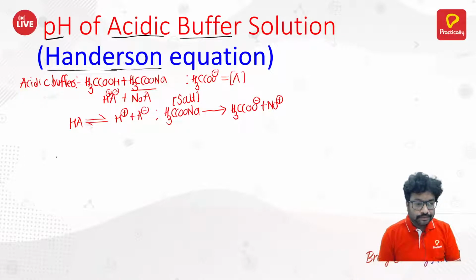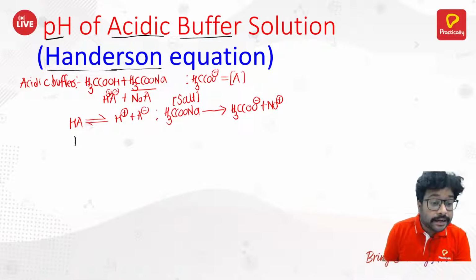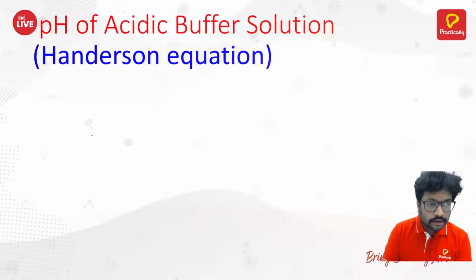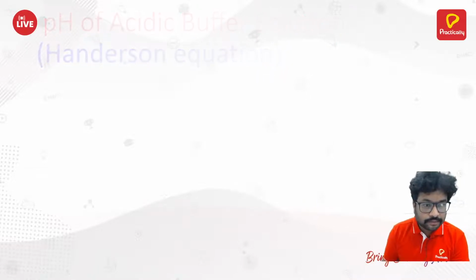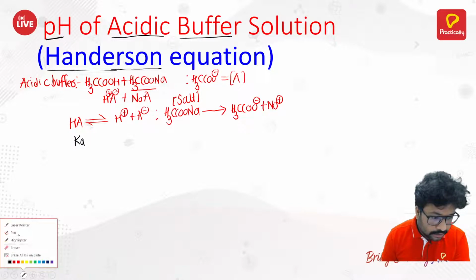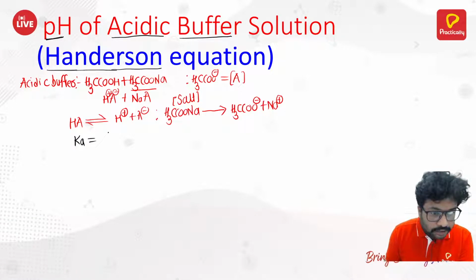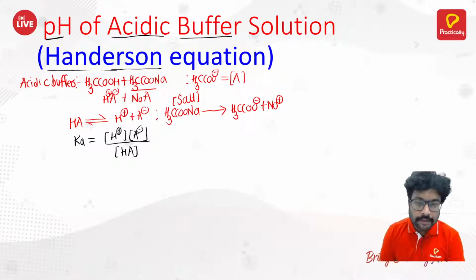Okay, now this is HA, H plus, A minus. So we need to consider Ka, right? What is Ka? Acid dissociation constant. So Ka is equal to H plus ion times A minus divided by concentration of HA, right? Ka is equal to H plus times A minus divided by concentration of HA.